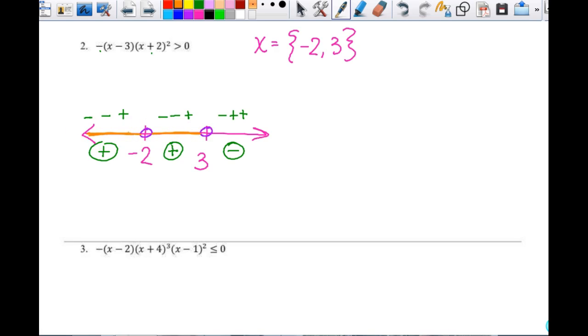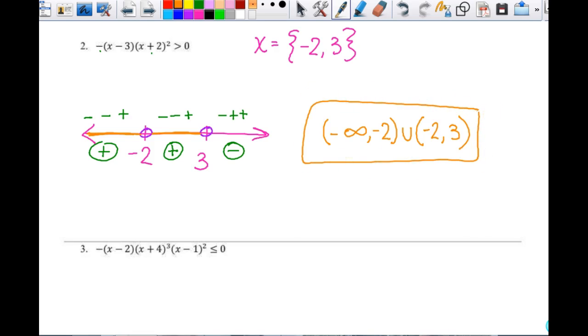So when I go to write my interval, am I going from -infinity to 3? No. I go from -infinity to what? -2. Do I include the -2? No. Because then I start back over at -2 to 3. Do I include 3? No. Okay, and that's it.